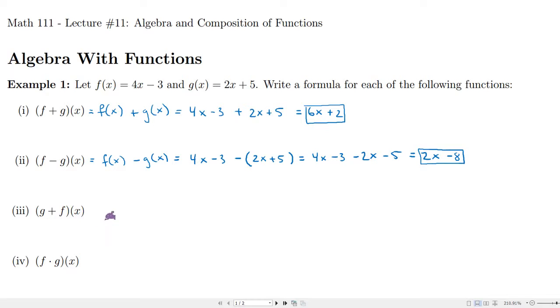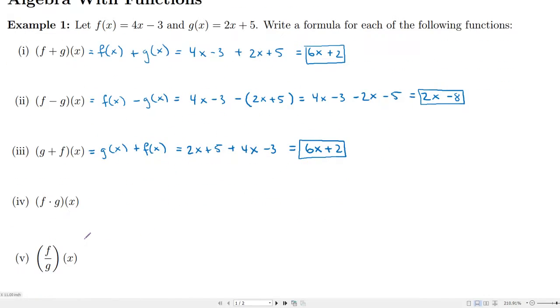Okay, now in this next one, we're going to look at g plus f of x. So the translation of this, by definition, would be g of x plus f of x. However, addition is a commutative operation, so it's going to end up giving us the same answer up here, but let's just see that. So g of x is 2x plus 5, and f of x is 4x minus 3. And again, we can combine like terms. The 2x and the 4x gives us 6x, and the 5 minus the 3 gives us plus 2. So indeed, we did get the same answer as we had up here. But it's good to see how these things translate and to get used to this.